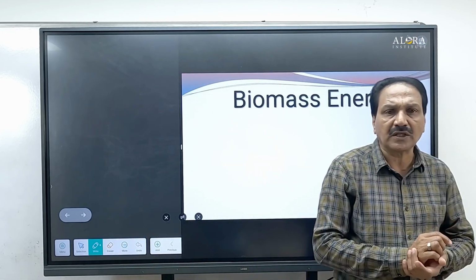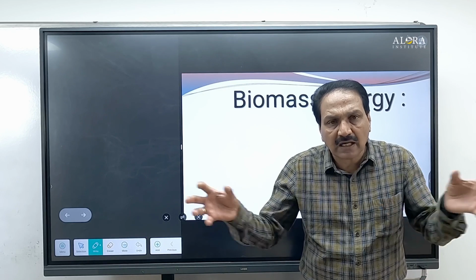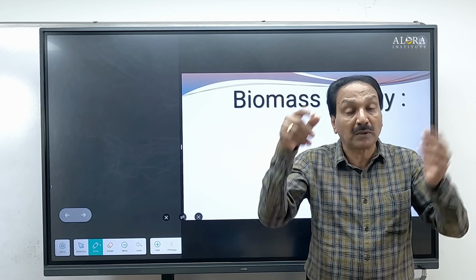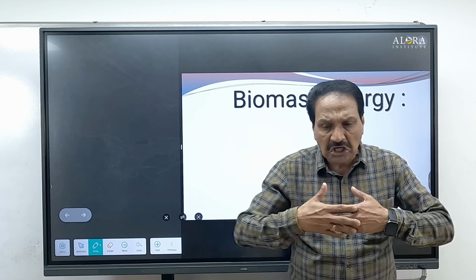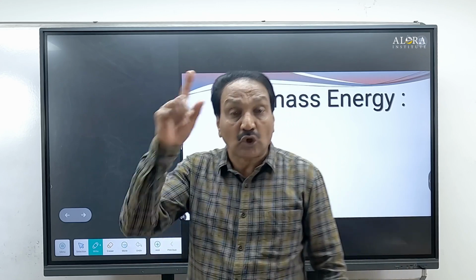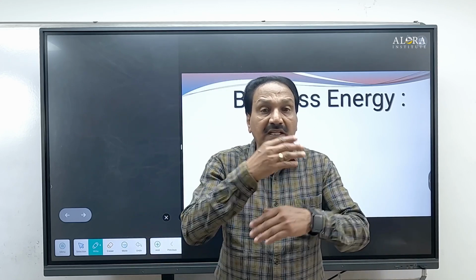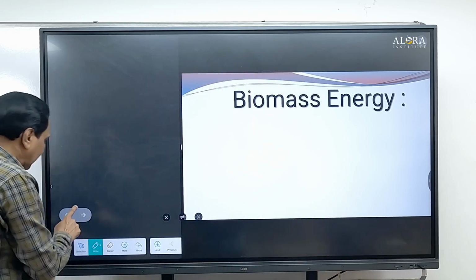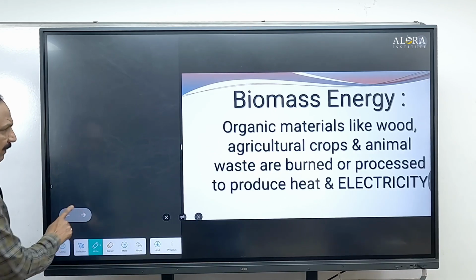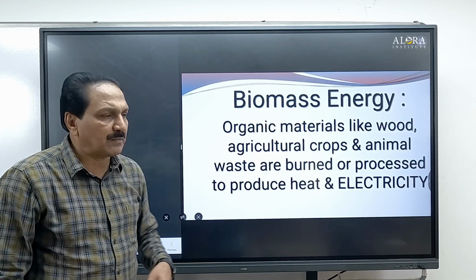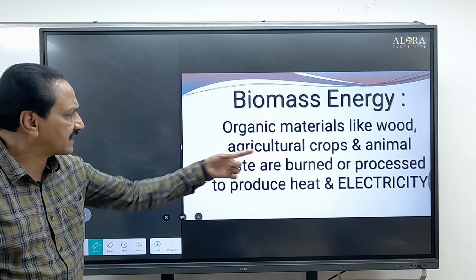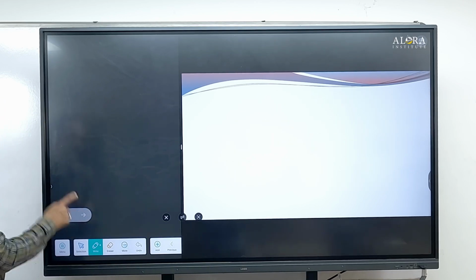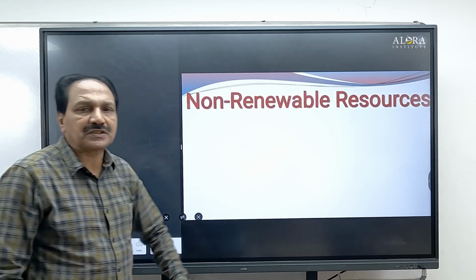What do you mean by nuclear fusion? Two lighter nuclei are combined together, fused together to produce a larger nucleus. But during that process, due to the mass defect, an enormous amount of energy gets released. So that nuclear energy is converted and used to rotate the turbines to produce the electricity. So we call it biomass and the nuclear plants. In biomass energy, organic materials like wood, agriculture crops and animal waste are burned and processed to produce the electricity. Right?